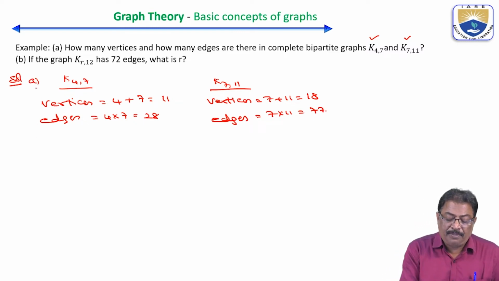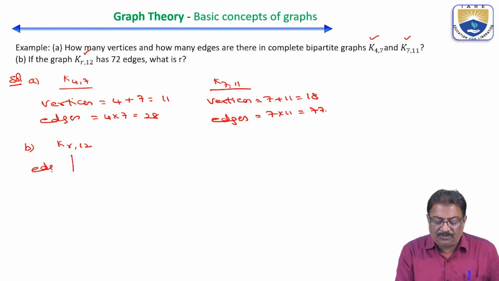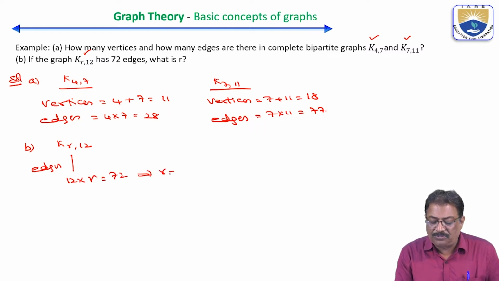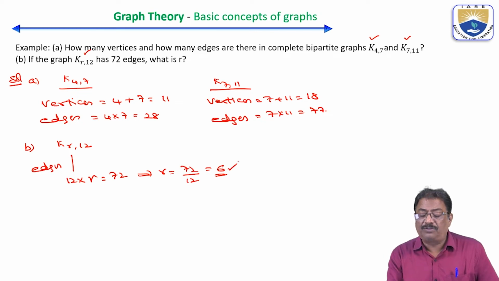And this is for A. And for B, if the graph K r,r+2 has 72 edges, so K r,12. How many edges does it have? The edges are 12 into r, which is given as 72. So r is equal to 72 by 12, that is 6. The value of r is 6 whenever K r,12 has 72 edges.